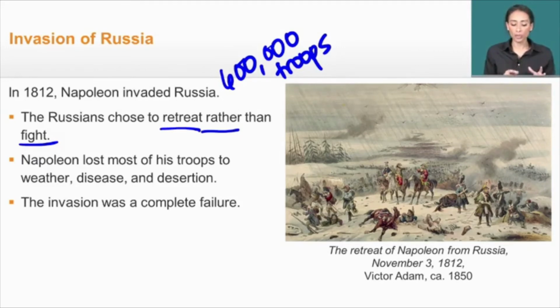Now, by the time Napoleon finds himself in Russia, it's getting closer and closer to winter. And so eventually, Napoleon finds himself losing most of his troops to weather, disease, and desertion.